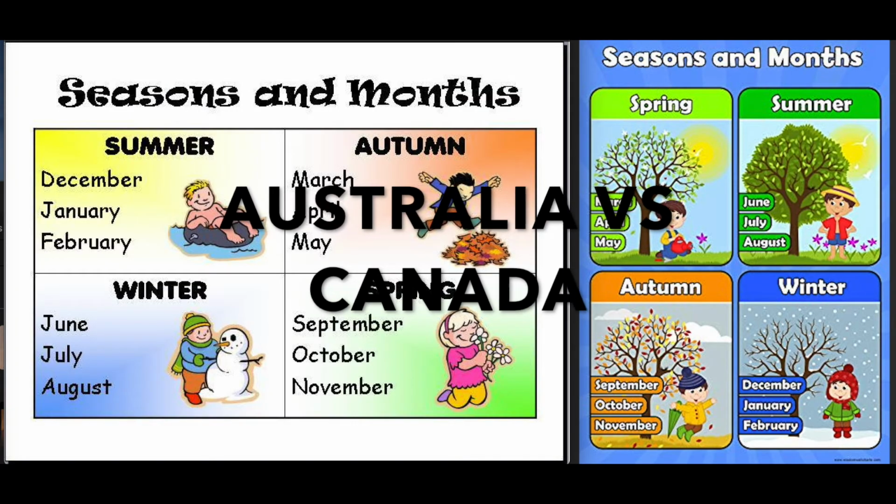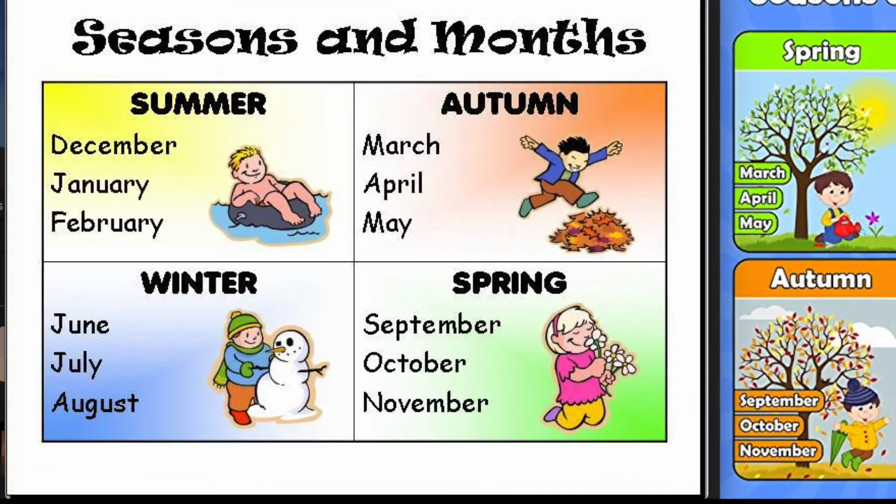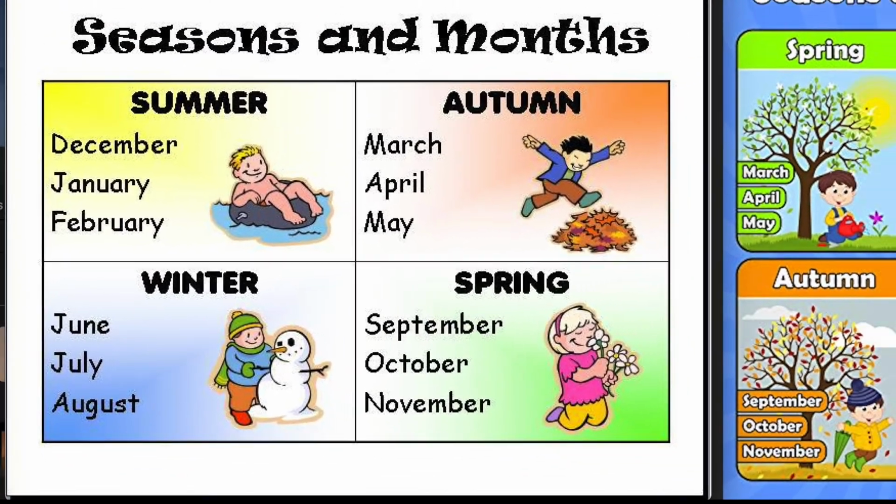Here's a good comparison between Australia versus Canada. So on the left, we have Australia's seasons. So if we look here, we can see that they have summer, autumn, winter, and spring. Same that we do, just at different times. Their summer is December, January, and February. Their autumn is March, April, and May. Their winter is June, July, and August. And their spring is September, October, and November.